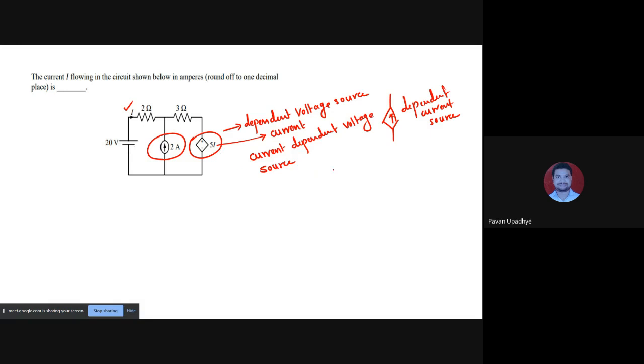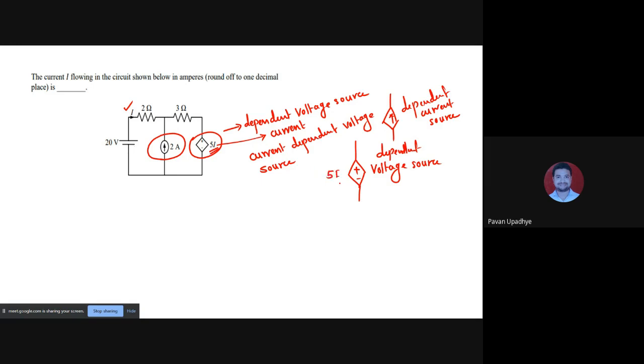The source is identified based on what is present inside the diamond. If inside the diamond there are plus and minus polarities, it is definitely a dependent voltage source. And if inside the diamond there is an arrow present, it is definitely a dependent current source. The only thing is what they depend upon is told by what is written beside them as magnitude. So here in this case it is written that it is 5I.